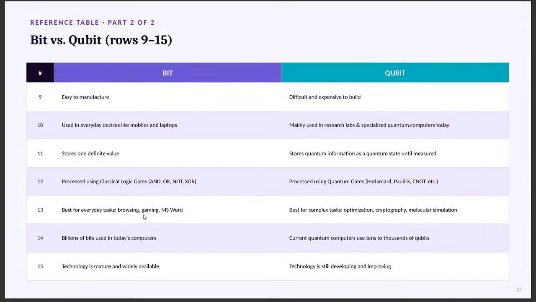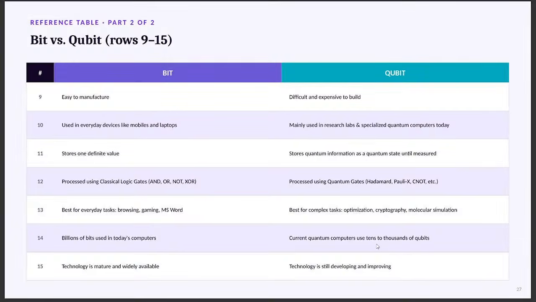Classical computers are best for everyday tasks like browsing videos, playing games, using your Excel sheets, etc. But quantum computers are best for certain complex, specific optimization problems, which have already been discussed. Today's computers contain billions of bits. If you have a laptop, it uses billions of bits. But current quantum computers use only tens or thousands of qubits. We are not up to the mark as of now.